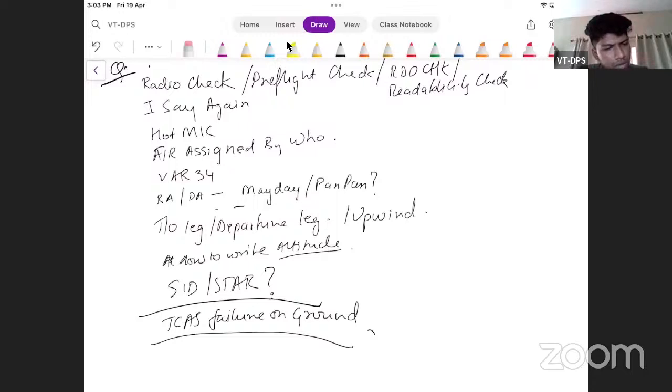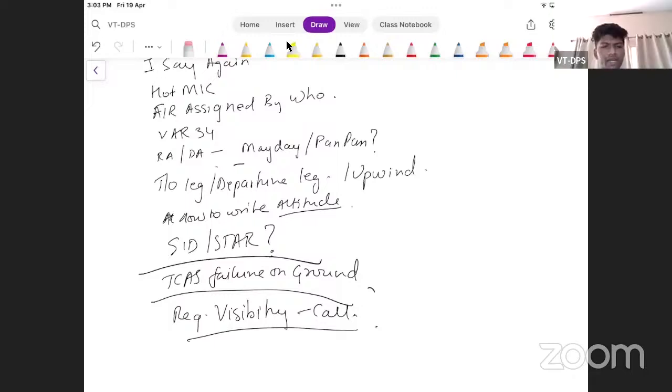What call to give if you have to request current visibility of the aerodrome or while departure? Say again. What call are we supposed to give as a pilot if I have to request current visibility of the aerodrome or while departure? What else? And if aerial photography comes, what call can we give? How can we phrase it in our own words?